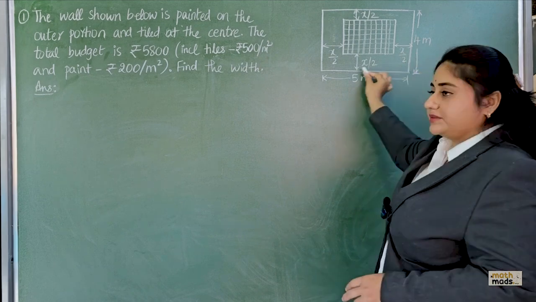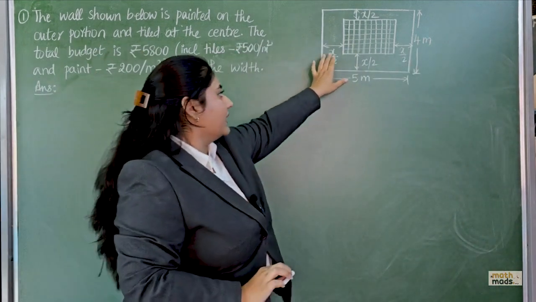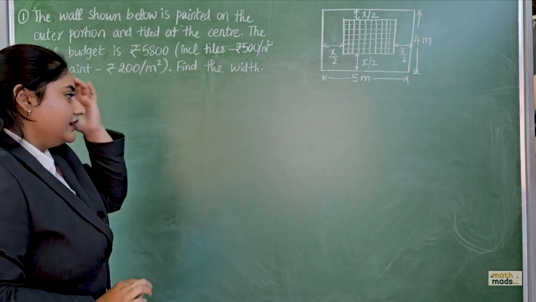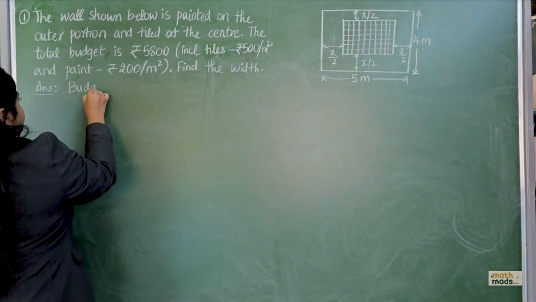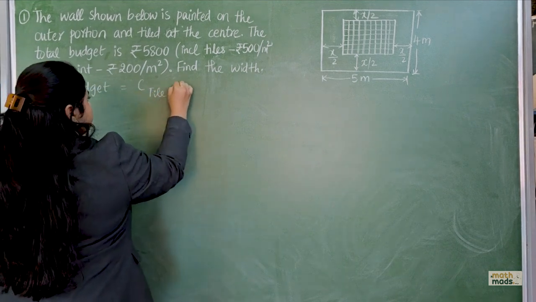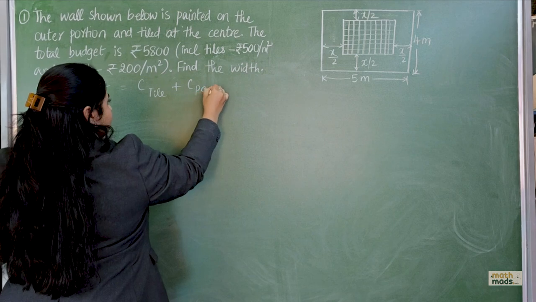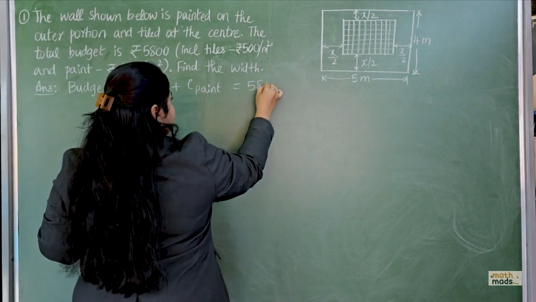So what is the width here? This is constant width, right? So now I have to find the value of actually x by 2. So if I find x, I can finally find the value of x by 2. So total budget means budget is equal to cost I'm spending on tiling and cost I'm spending on painting, right? So this is given as 5,800 rupees.